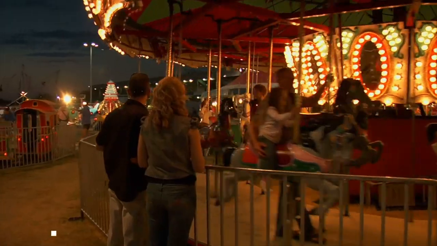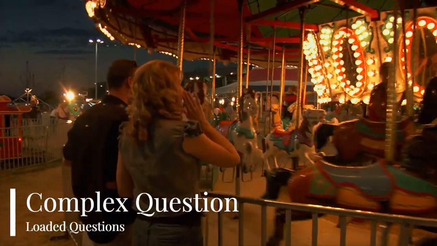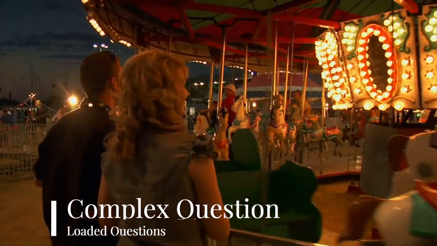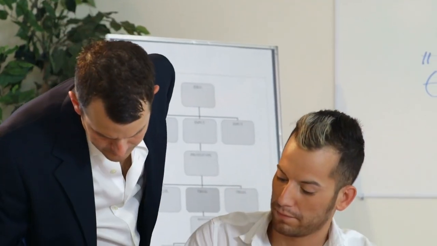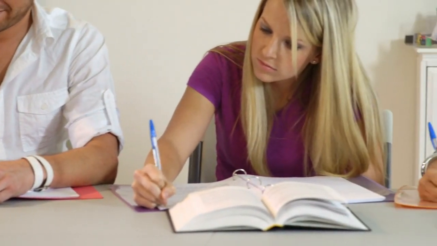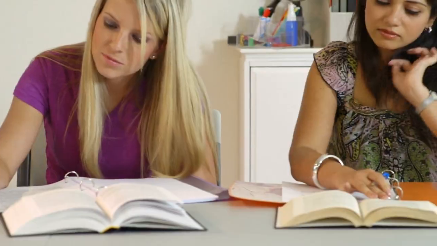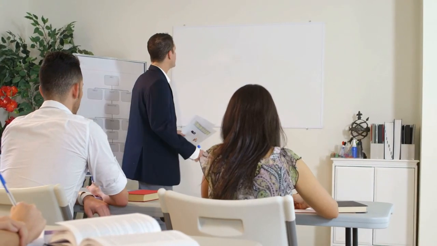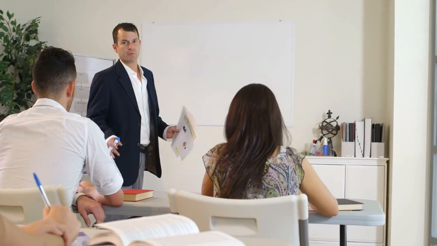Next is the complex question. A complex question is a kind of fallacy that presents a question as though it's a singular question, but it's actually more than one. So if I went up to a student and asked, "Have you stopped cheating on your logic homework yet?" I'm asking it as though you could answer it yes or no, but it presupposes a couple things.